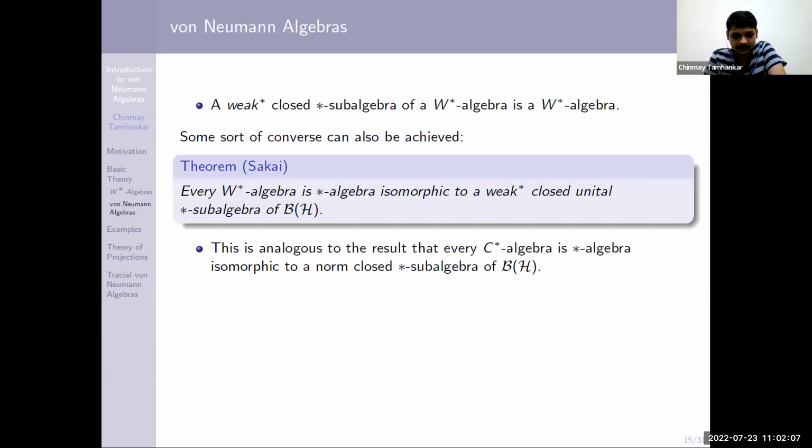So this is the celebrated theorem of Sakai. This says that every W star algebra can be embedded, I mean, it is star algebra isomorphic to a weak star closed unital star subalgebra of B of H. And for those who know this, there is an analogous result in the theory of C-star algebras, which says that every C-star algebra is star algebra isomorphic to a norm closed star subalgebra. So instead of norm closed, we get weak star closed.